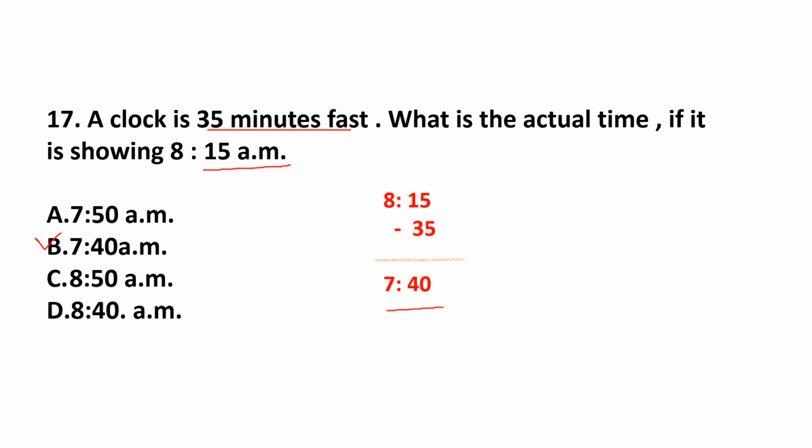How? First, we can't subtract 35 from 15 minutes. So we took 60 minutes here. That is 1 hour. Here is 7. 60 plus 15 is 75. And 75 minus 35 is 40. 7 is here. So this time is 7:40.